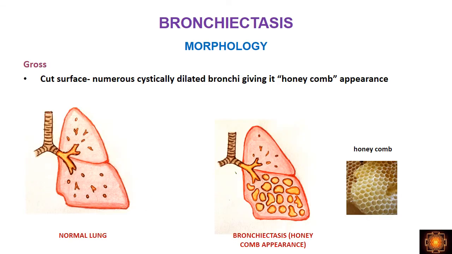Now when we see the appearance, this is a normal lung where you have normal bronchi, but here, when you see the cut section of the lung with bronchiectasis, we have numerous cystically dilated bronchi. Grossly, when you see these cystically dilated bronchi, the appearance resembles a honeycomb. So the term used for describing the gross appearance of the lung in bronchiectasis is honeycomb appearance.